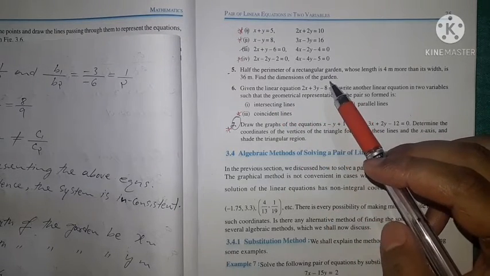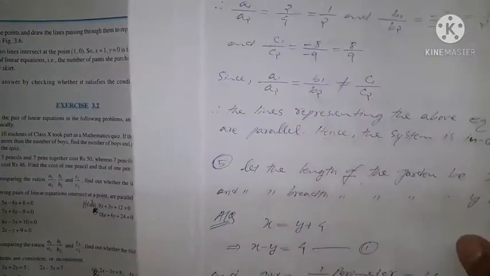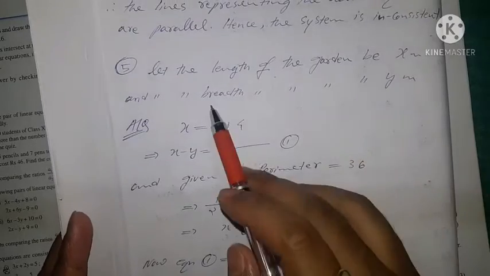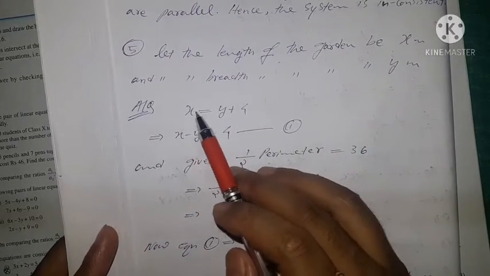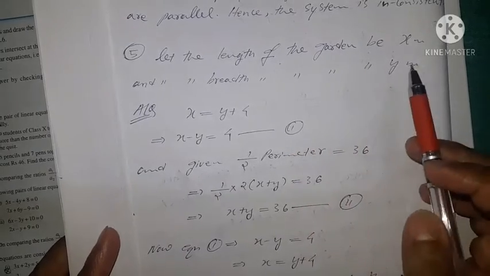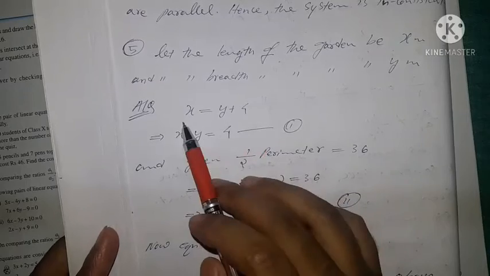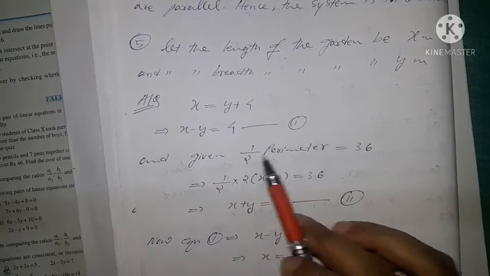That means we are asked to find the length and breadth of the garden. So let the length of the garden be x meter and the breadth of the garden be y meter. According to the question, length is 4 more than the breadth. Therefore x is equal to y plus 4. If y goes this side, it becomes x minus y is equal to 4. So this is equation 1.